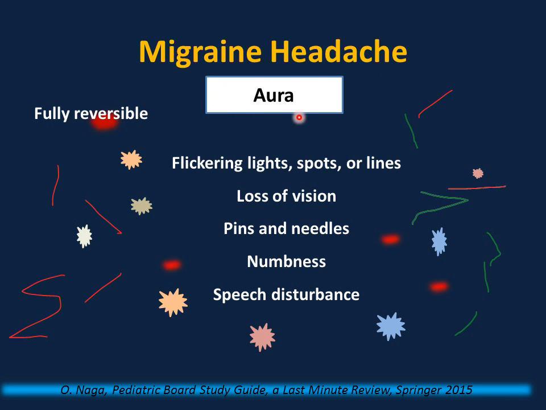Migraine headache with aura is less common in pediatrics. So aura is visual or sensory symptoms that start before or with the beginning of the headache. It is fully reversible, usually lasts more than or equal to 5 minutes and less than 60 minutes, in the form of flickering lights, light spots, lines, loss of vision, feeling pins and needles, numbness, or speech disturbance.